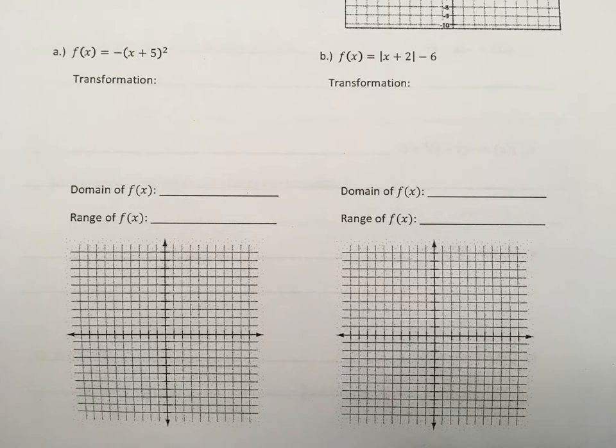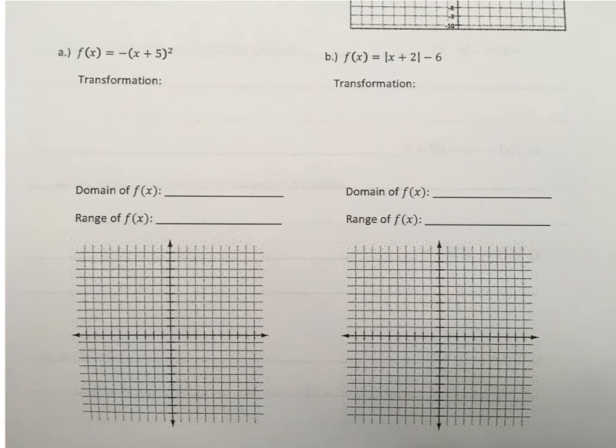So first I need the original function. So this has a 2 on it, so this original is x to the 2. I'm going to graph the original x to the 2, which I'm going to just copy right off of that sheet I gave myself. 2 squared is 4. So here's my original x to the 2.